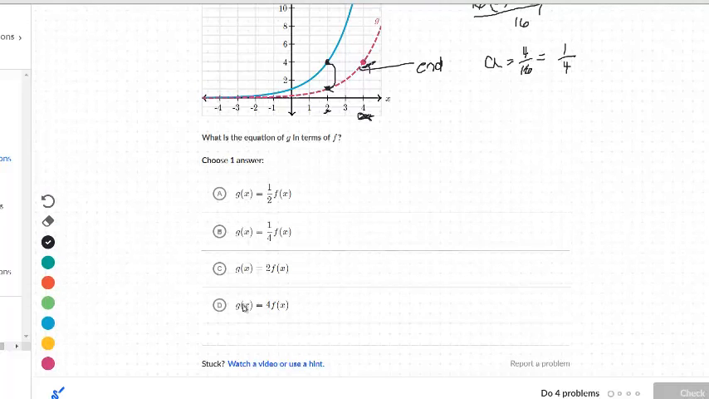And so as I scroll down and look at my answers, I see that multiplier is happening right here, that g is 1/4 the height of f of x. So I'm going to tick that one and check my answer.